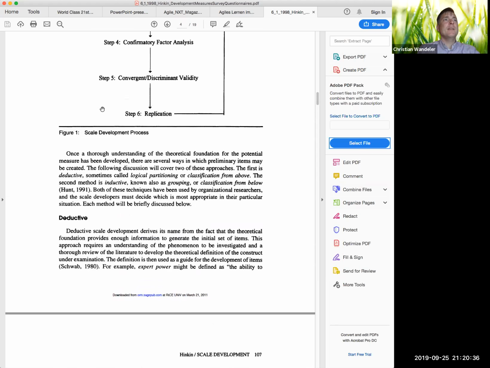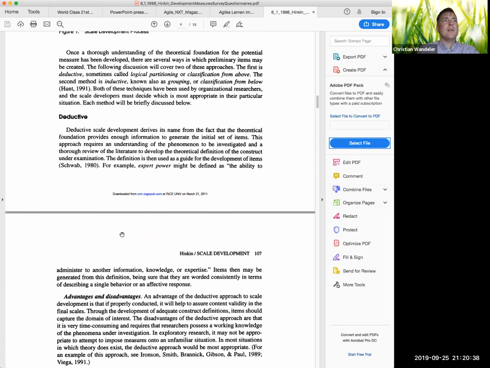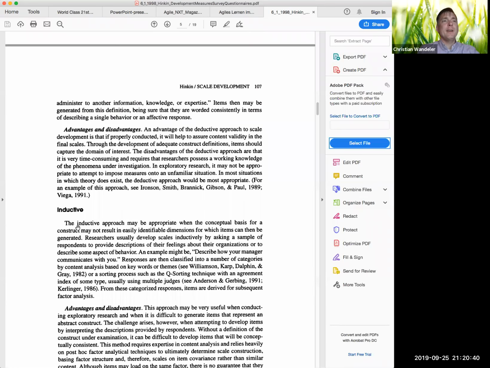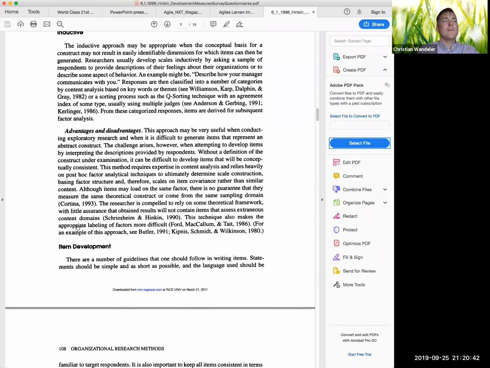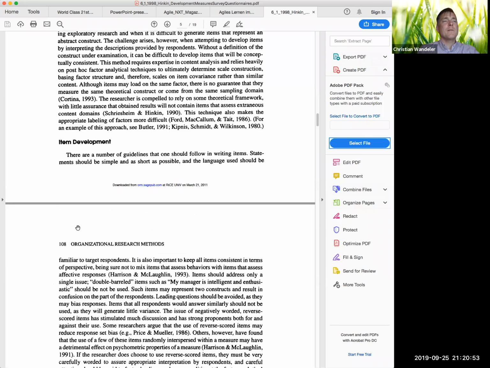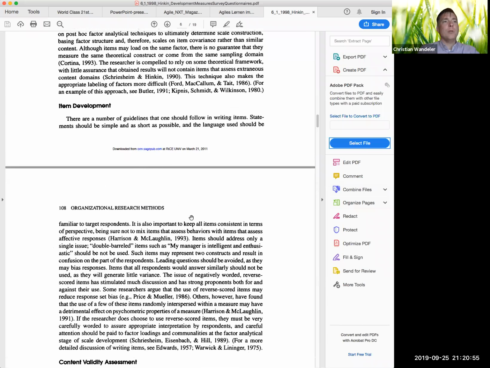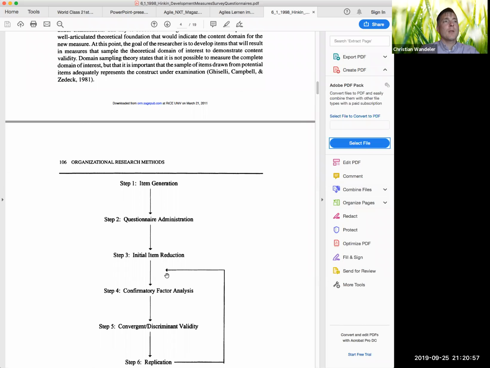So here are the two processes: deductive or inductive. And the assessment. So these are all pieces that are here in steps 1, 2, and 3.